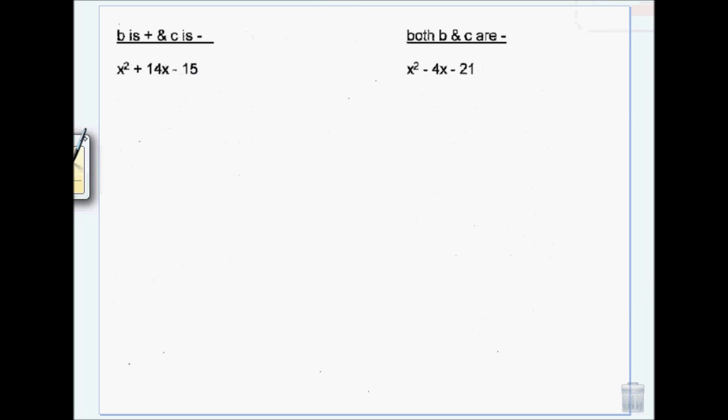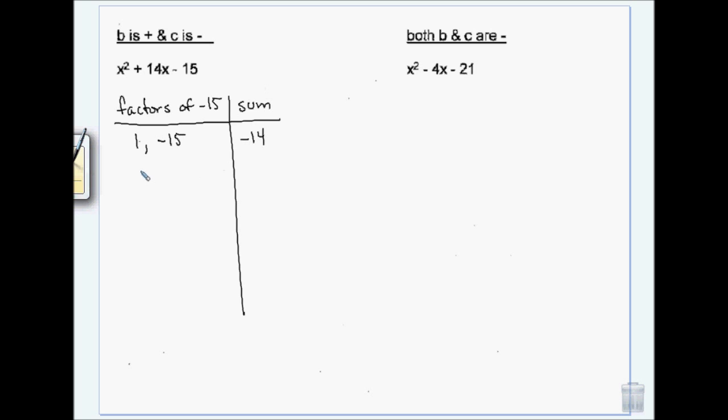With the factor table, if you have a negative here, you're looking for a negative and a positive factor. And so it's still going to be the factors of -15 in the sum. So if I say 1 and -15, I'm going to get negative 14. So if I do negative 1 and positive 15, I'll get positive 14. Which matches. So now I have my factors.